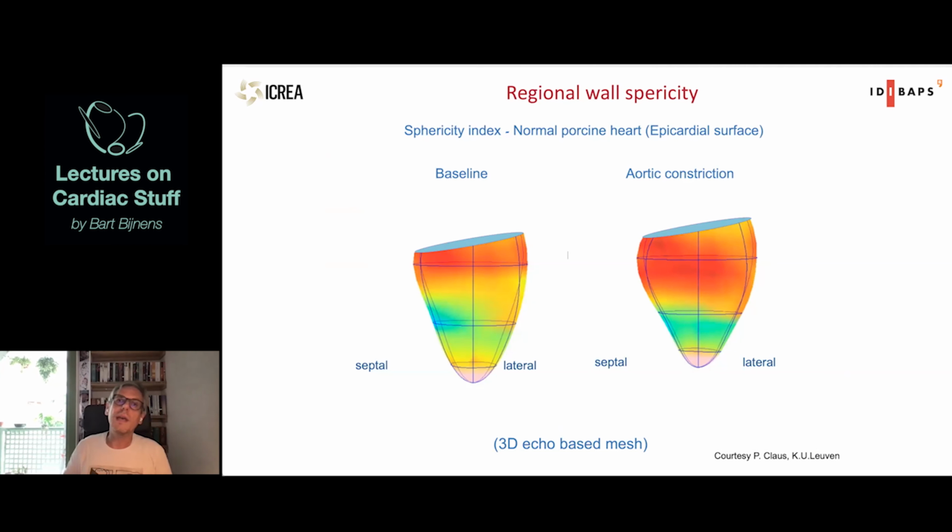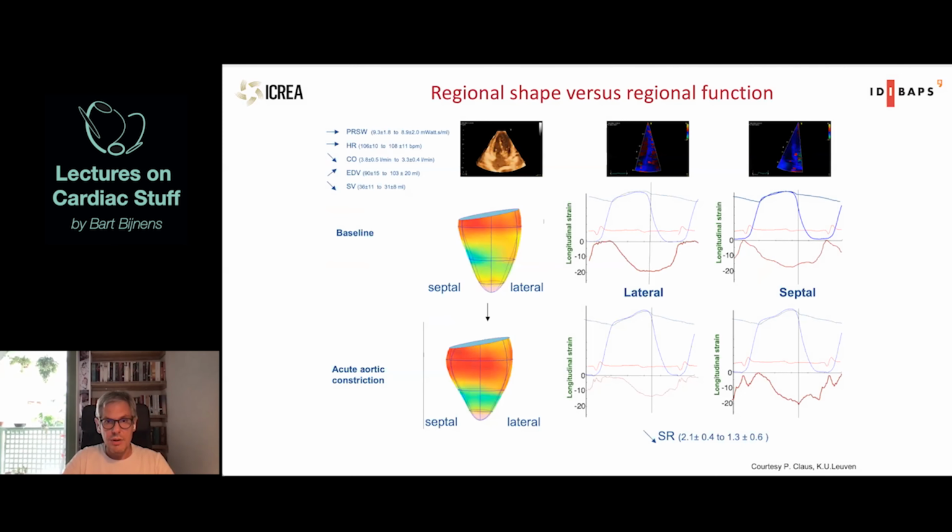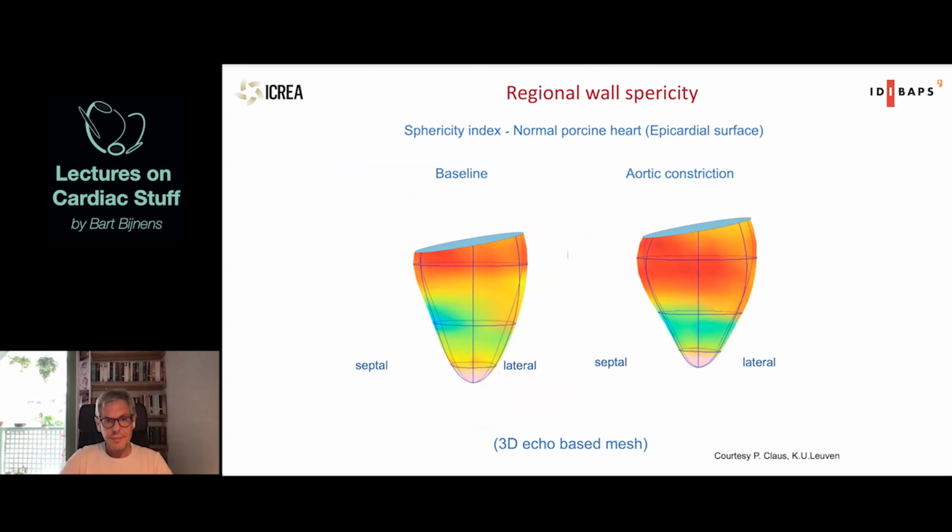Now, when we look at what's happening with acute loading, here's an example of an acute constriction of the aorta in an animal model. This is a segmentation from 3D ultrasound. This is a left ventricle, the endocardium. You see that the lateral wall follows the curve of the outside of the heart, but the septum, since it's shared by the right and the left ventricle, is very flat, especially in the mid part.